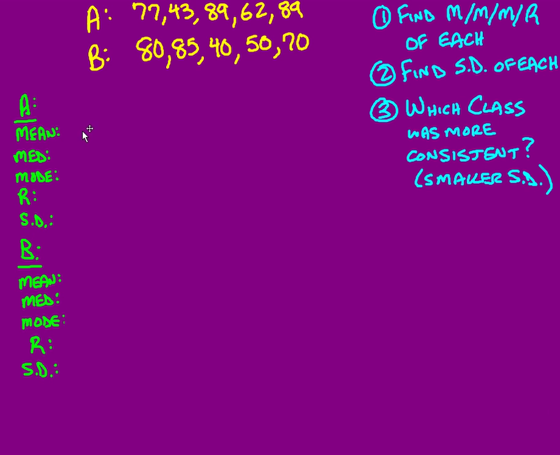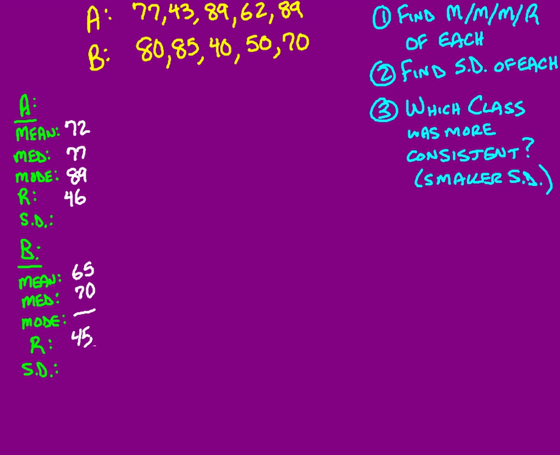All right, let's see how we did here. You should have gotten these values for A: a mean of 72, median 77, the mode, most often, 89, and range 46. For part B, mean 65, median 70. There really is no mode, or you could say they all technically are modes because nothing appears more than once, and the range is 45.